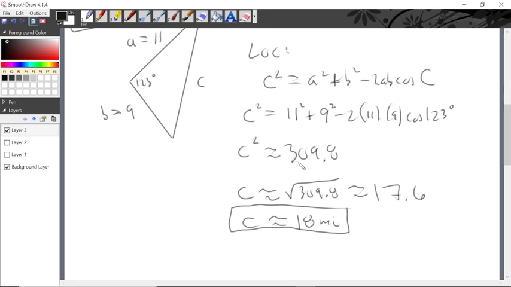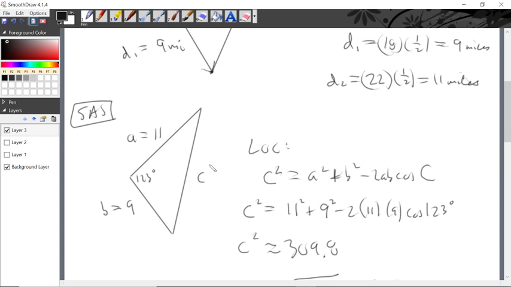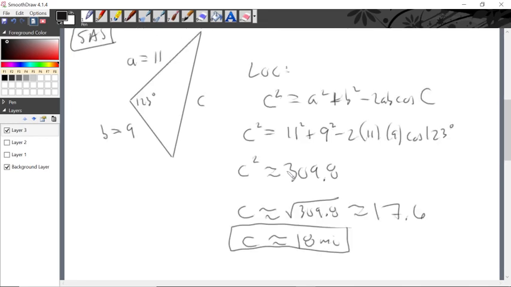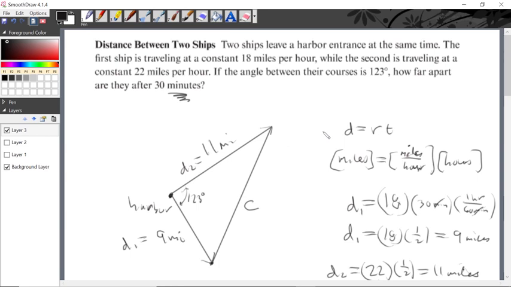For instance, if we put in the answer like 310 miles, that would not seem reasonable to me. I wouldn't expect that if one ship went 9 miles and the other went 11 miles, I would find a distance of like 310 miles between them. That's just using reasonable, logical sense to check the validity of an answer. So 18 miles seems like a reasonable measure to me. That finds the distance between them after that 30 minutes has passed, by using the law of cosines.